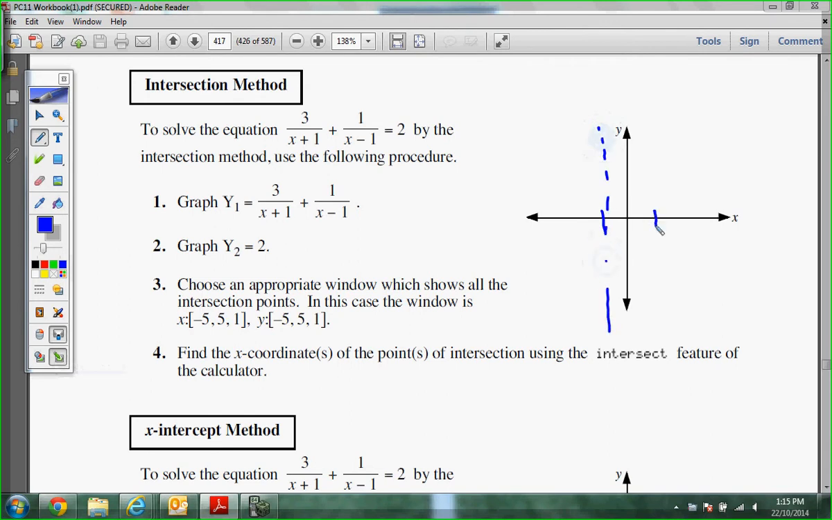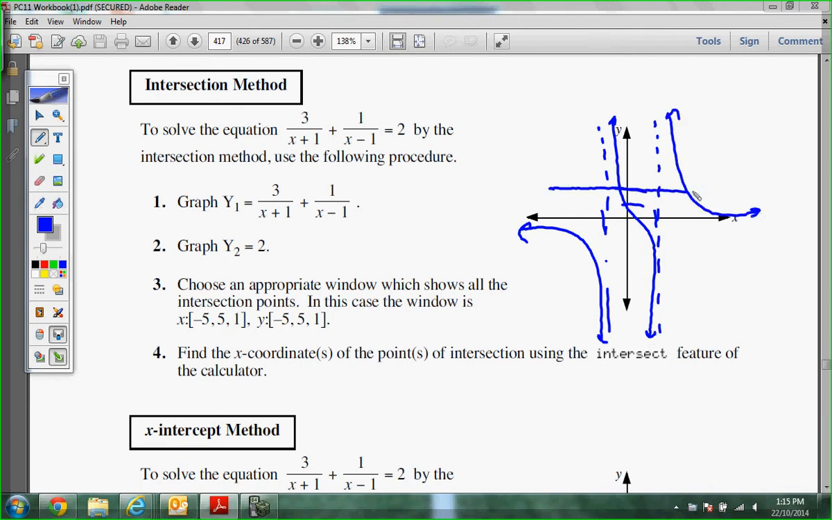You didn't have these lines. I'm just drawing them to help me make my graph better. So it went like this, that, that. That's what your graph should roughly look like. I know there's some weird hiccups in there, but that's the idea.